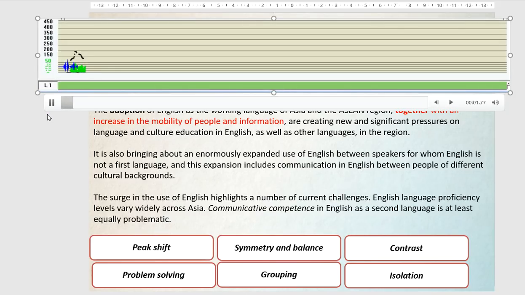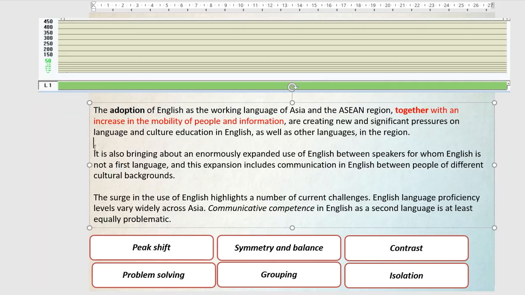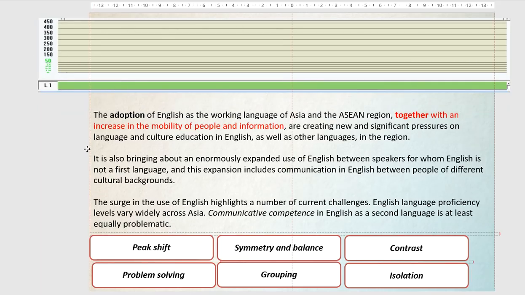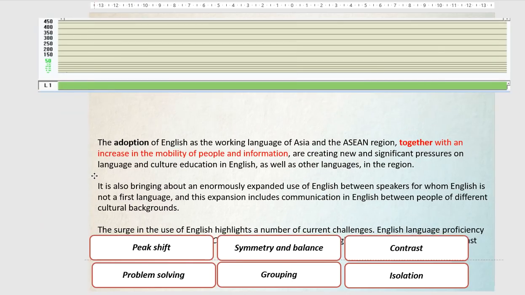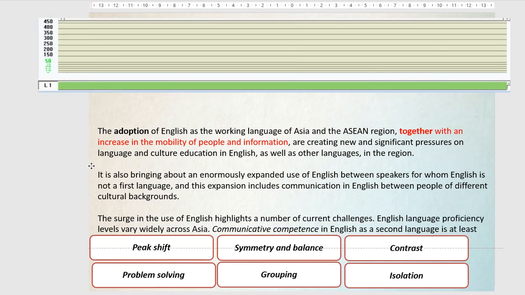The adoption of English as the working language of Asia. Yeah, we see the drop. The adoption of English as the working language of Asia, right? So we see the drop. I might just do this here so you can see it better.